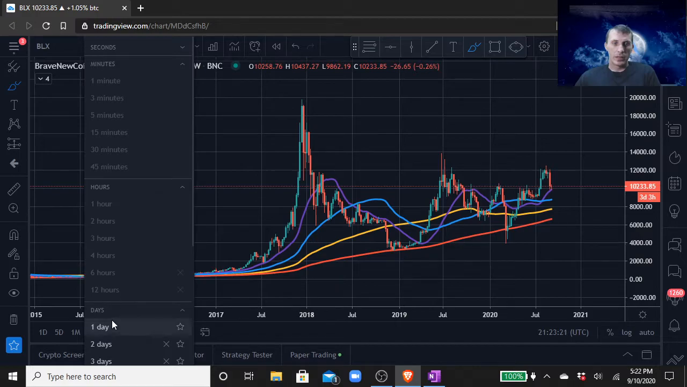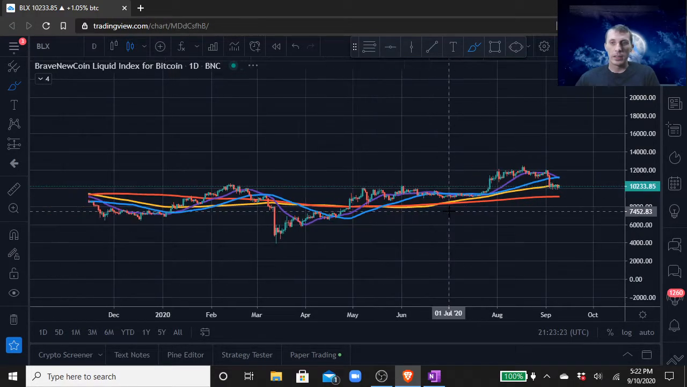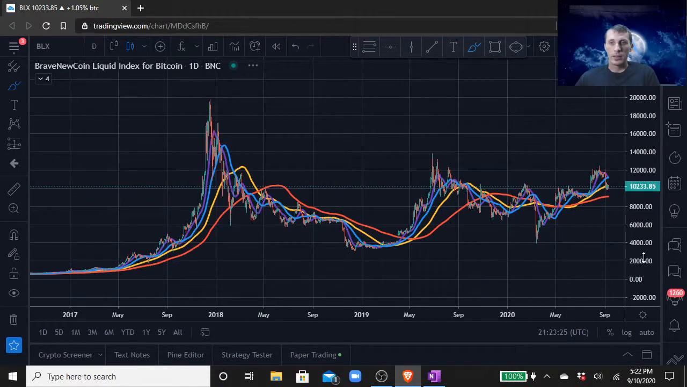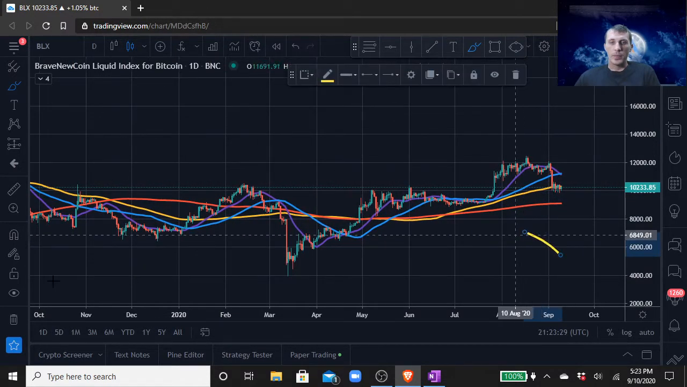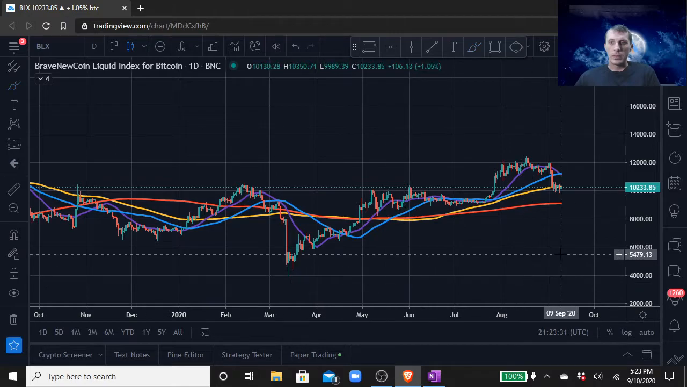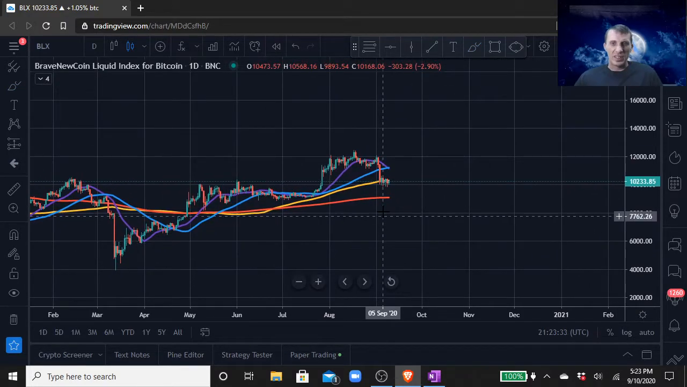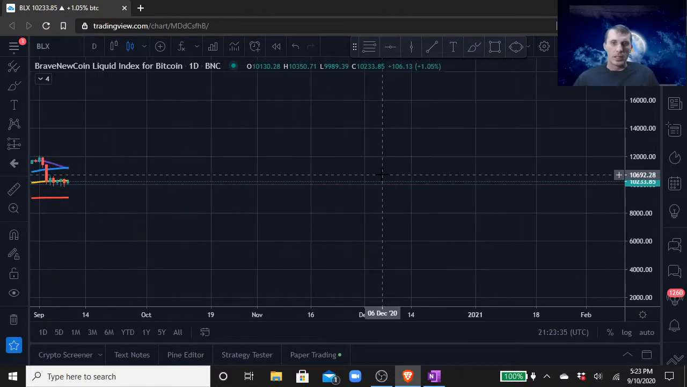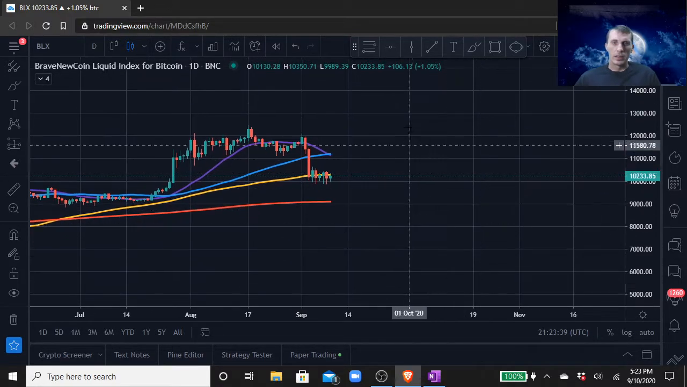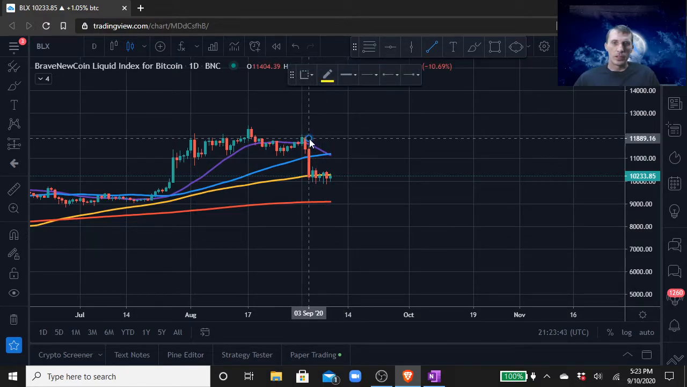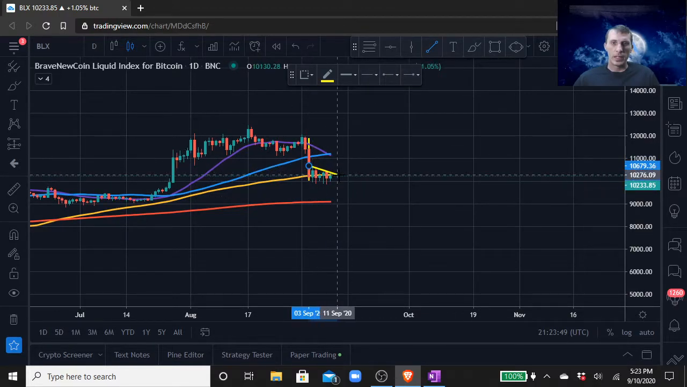We can take a look at the 1 day. Now, it does look like we got a bear flag forming. Okay, so here's our pole, and here's the flag.